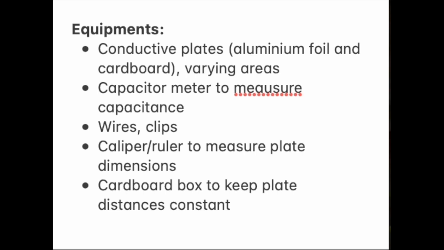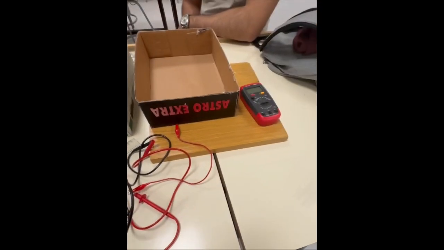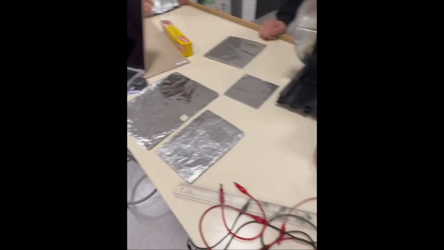To ensure our measurements are precise, we use a caliper or a ruler to measure the exact dimensions of each plate. Finally, we have a cardboard box set up to keep the distance between the plates constant and to avoid any accidental changes, like touching, moving, or tilting the plates, which could affect the capacitance values. This helps keep our measurement consistent and reliable. Also, you can see the things that we use in the lab in here as well.